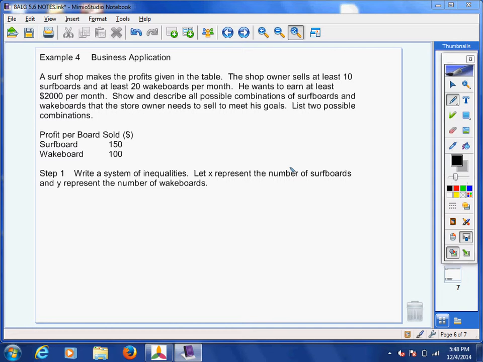Hello, 8th graders, it's Mrs. Thompson. We're still in section 5.6. We're actually going to do one last example, an application example, a business application.